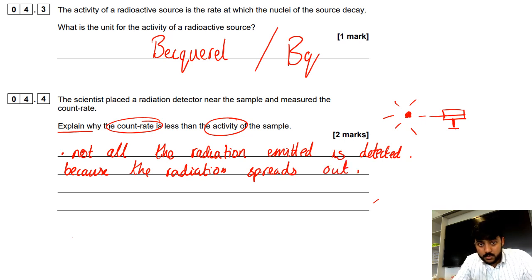Now, there are other reasons why. From the source to the detector, there's lots of radiation coming off it, but a lot of it is absorbed by the air. So anything that's absorbed is also not detected. You can just say some radiation is not detected because either it goes in a different direction or it's absorbed.